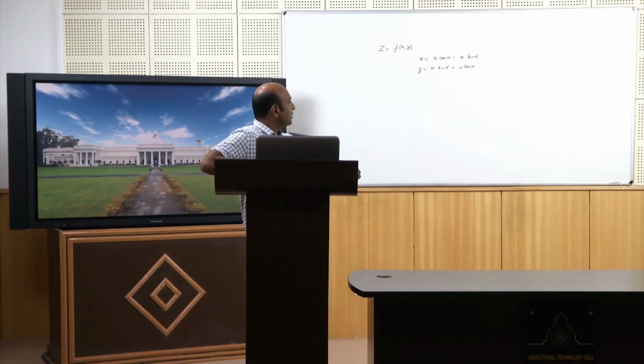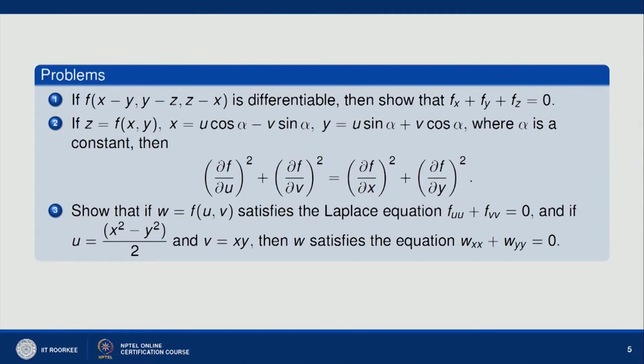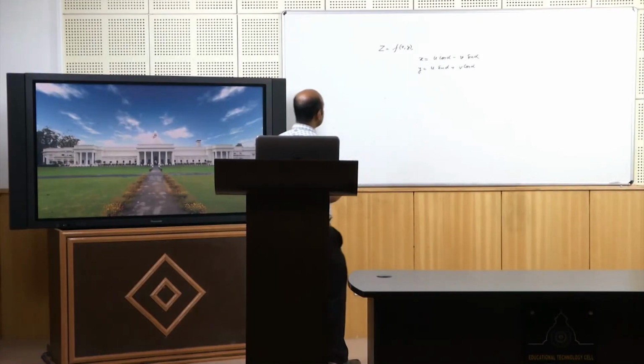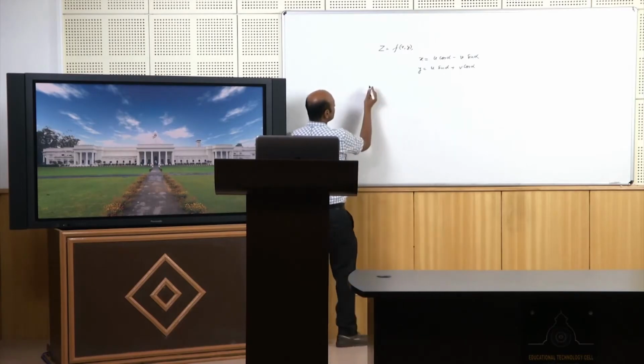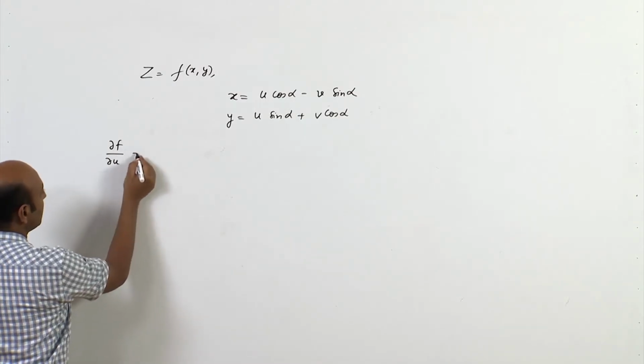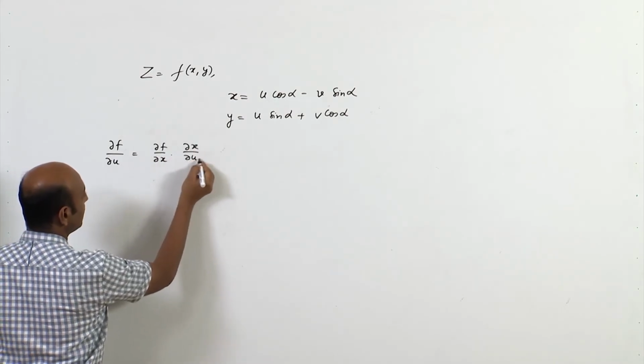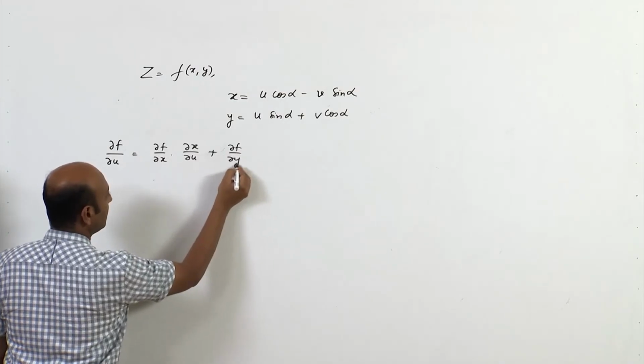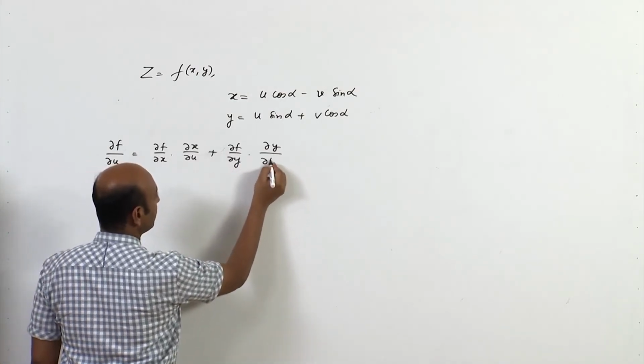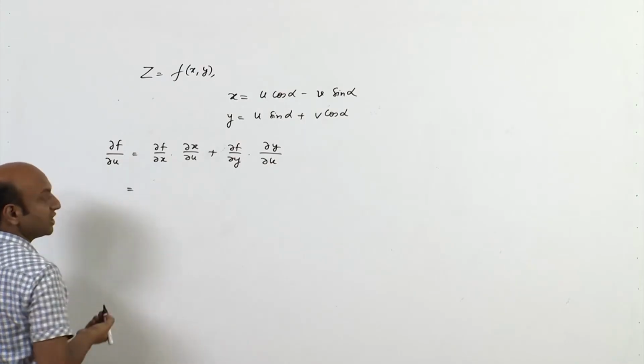So, x is basically a function of two unknowns u and v, and y is again a function of two unknowns u and v. Then we have to show that del f by del u whole square plus del f by del v whole square is equal to del f by del x whole square plus del f by del y whole square. So, let us try to compute this. What is del f by del u? It is del f by del x into del x by del u plus del f by del y into del y by del u, by the chain rule.